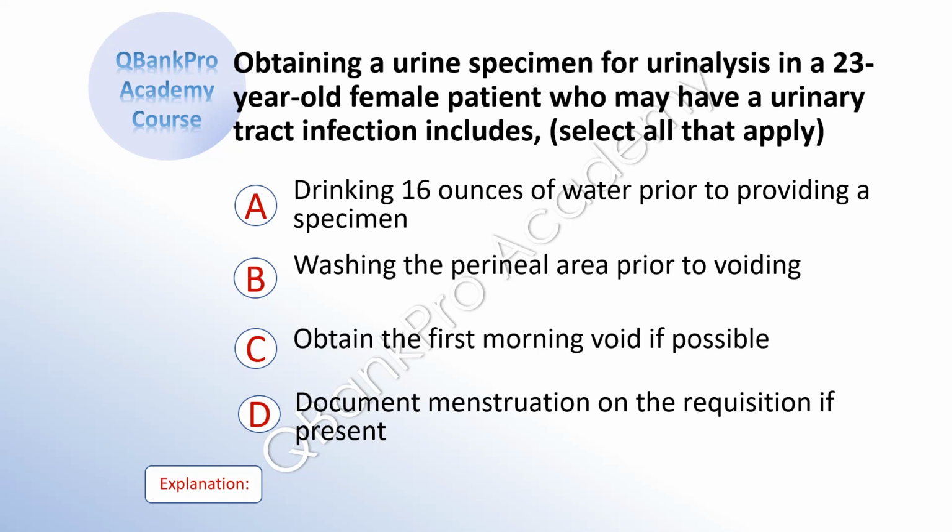Obtaining a urine specimen for urinalysis in a 23-year-old female who may have a urinary tract infection includes, select all that apply. A. Drinking 16 ounces of water prior to providing a specimen. B. Washing the perineal area prior to voiding. C. Obtain the first morning void if possible. D. Document menstruation on the requisition if present.